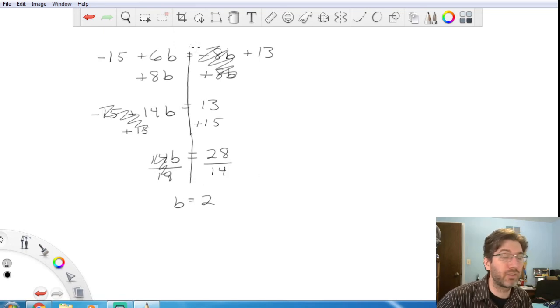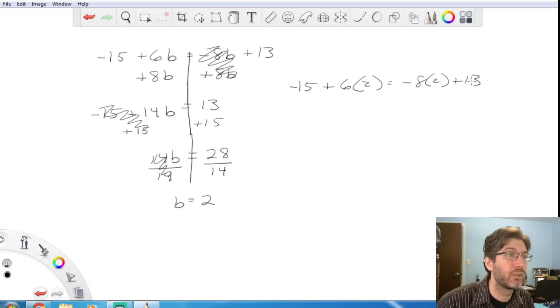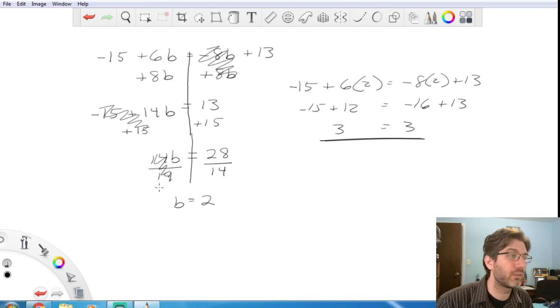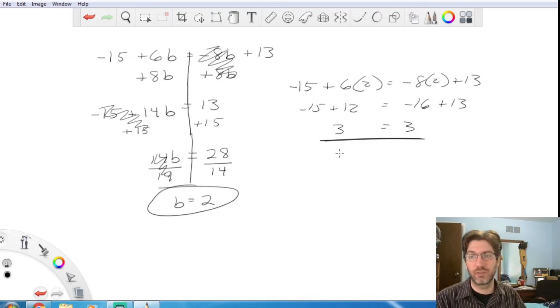Then you can go back up in here and you can plug in 2 for b to check your answer so you know if you're doing them right. I highly suggest you do that. So negative 15 plus 6 times 2 should be the same thing as negative 8 times 2 plus 13. In this case, you get negative 15 plus 12, which equals 3. Over here, you get negative 16 plus 13, which also equals 3. They equal the same thing, so b equals 2 is your answer.